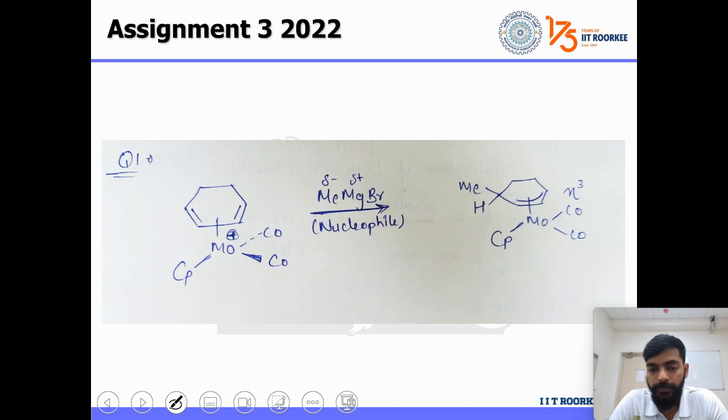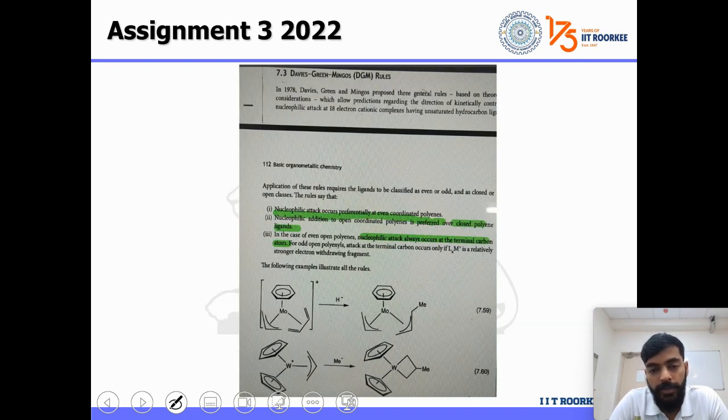The positive charge was there. The methyl was supposed to come here, but it didn't. It came at this position. How come? That I will explain.